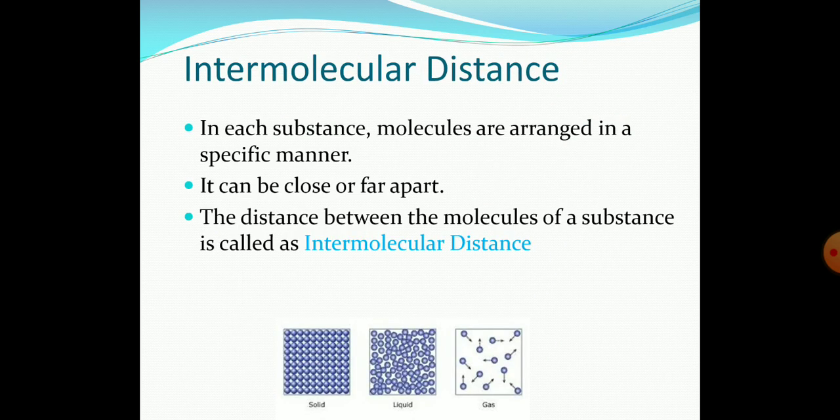Coming to the intermolecular distance, we know that the molecules are arranged inside matter in a specific manner. They can be close, or they can have a large distance. So the distance between the molecules of a substance is called the intermolecular distance.